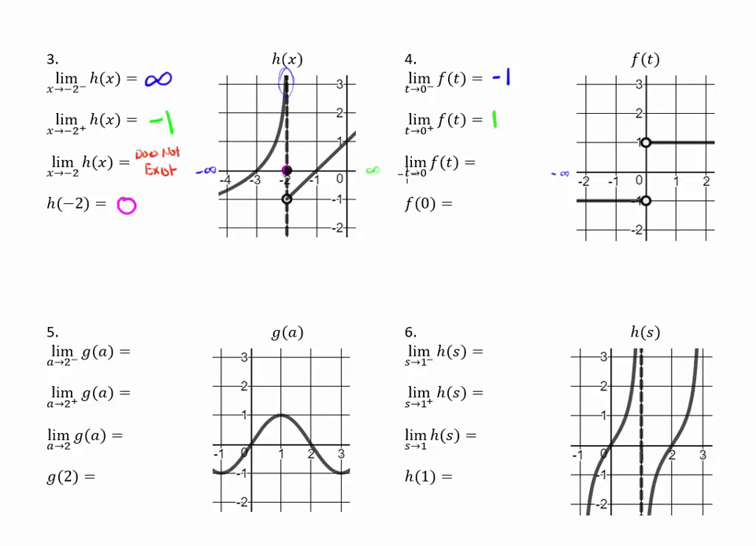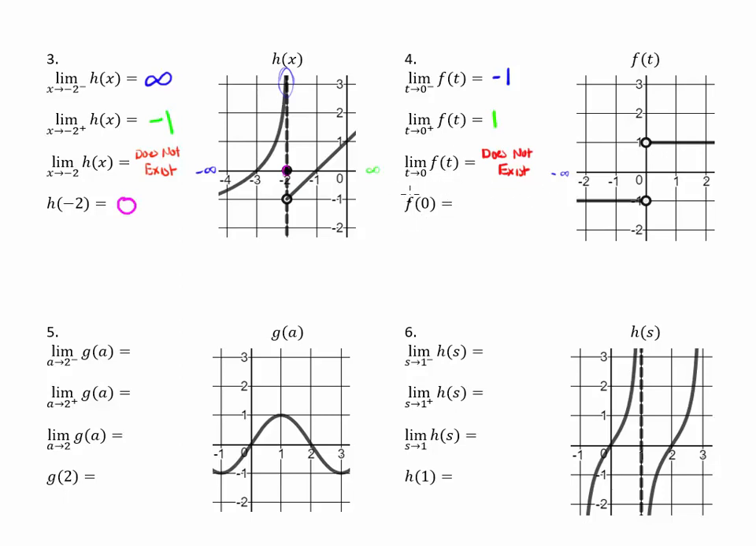All right, the limit as t approaches 0, the actual limit, so the 2-sided limit, remember that means the left and the right have to be approaching the same thing, which in this case they are not. So our limit does not exist.